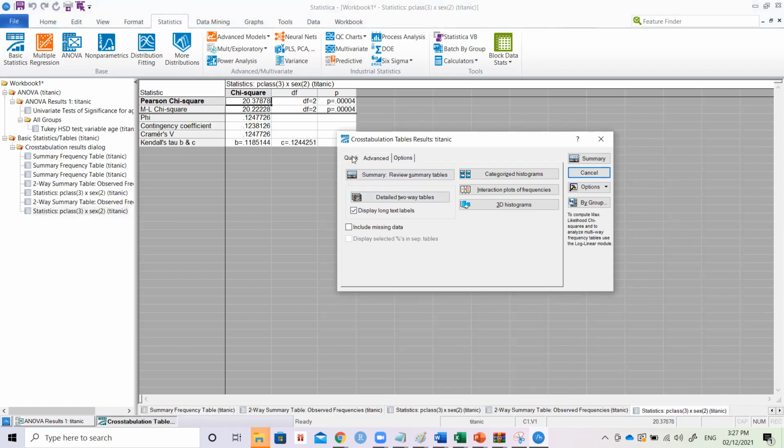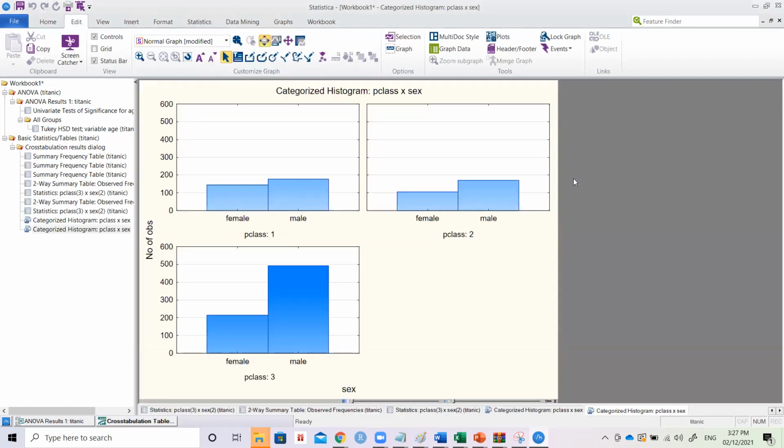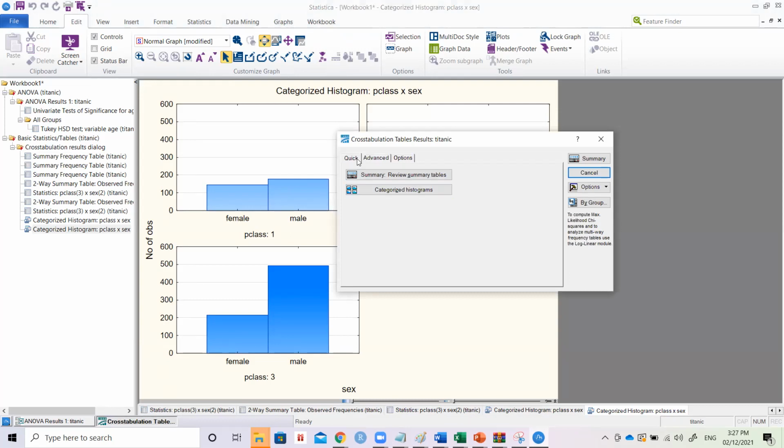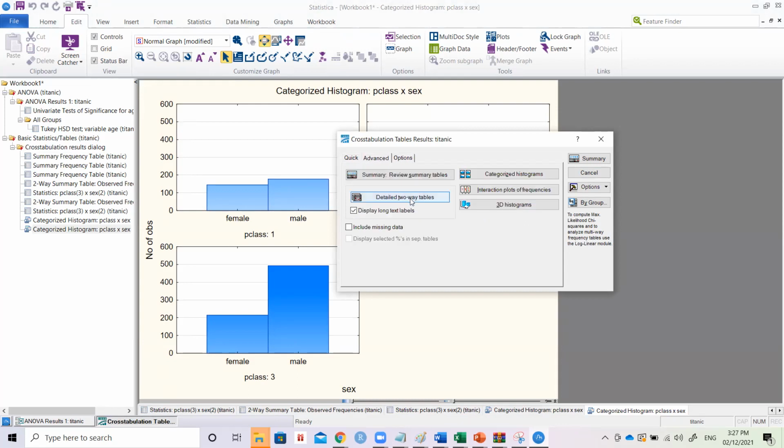By the way, for Statistica, the way it looks, all these buttons, it's gonna give you outputs. So categorize histograms, outputs ulit siya. Right here, categorize histograms. So each button, just explore them on your own. But for the specific problem, we have to check Pearson's chi-square at the very least, kasi that's the result we're gonna interpret. Then advanced, detailed two-way tables pala yung gusto niya ngayon.